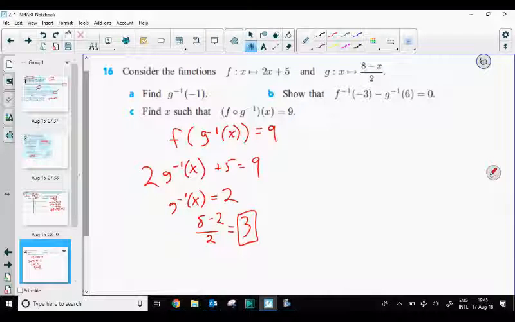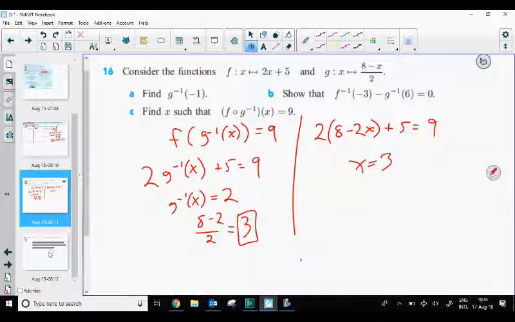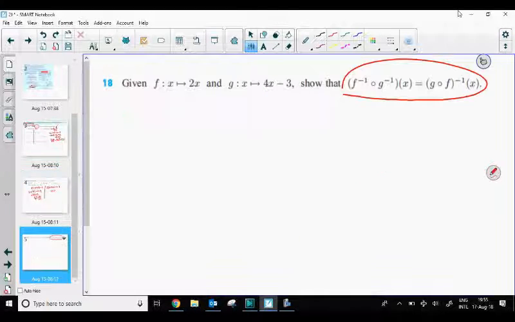For another answer, we could have worked out what g inverse is, which I did earlier. g inverse was 8 minus 2x. So that means that f of g inverse will be 2 times (8 minus 2x) plus 5 is 9. And then I just solved this equation, and that's going to get you x equals 3 as well. So different options again. I'm not sure which is necessarily faster, but there you have it.